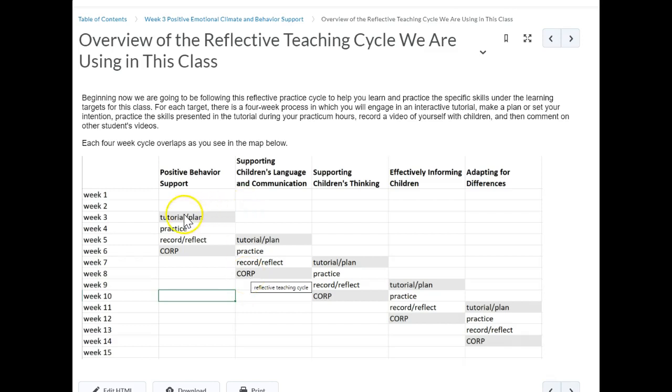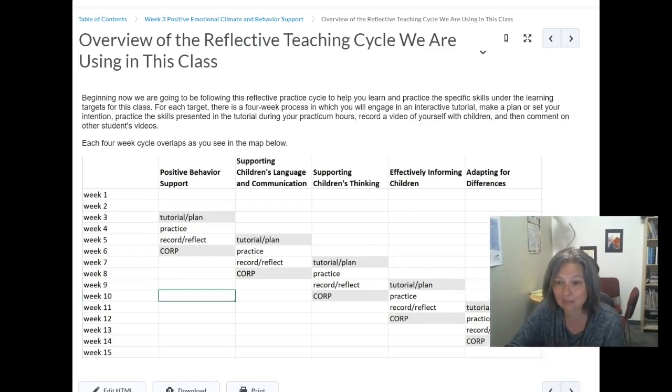First of all, it is a 4-week cycle. So if you see here on the left column, I've got every week for the semester. We have a 15-week semester. And then I have the overarching learning targets that we're really going to start digging into, from positive emotional climate and behavior support, to supporting children's language and communication, to supporting children's thinking, effectively informing children, and then adapting for differences. And each of these topics or learning targets have a set of more refined criteria that I'm going to be asking you to practice.